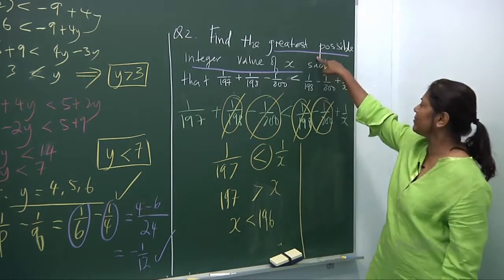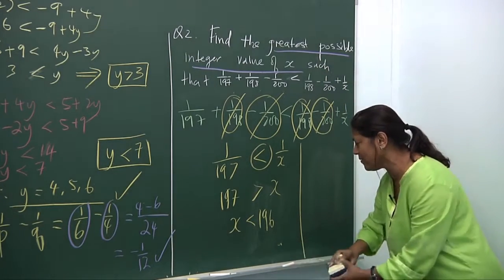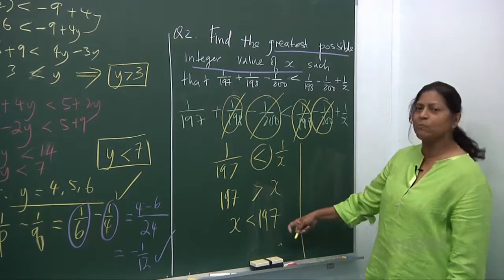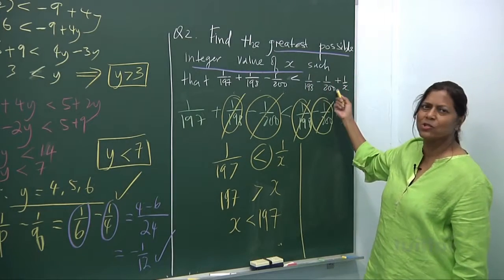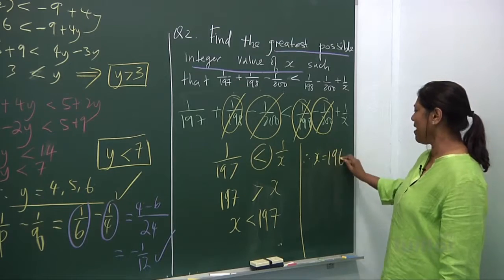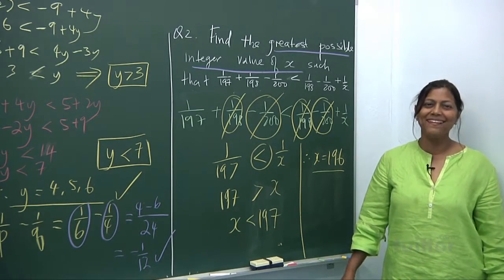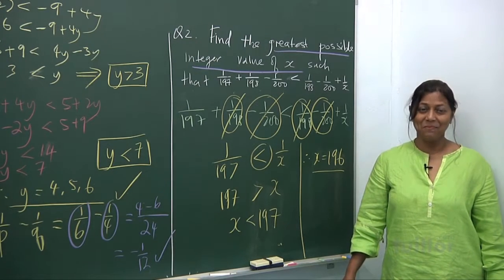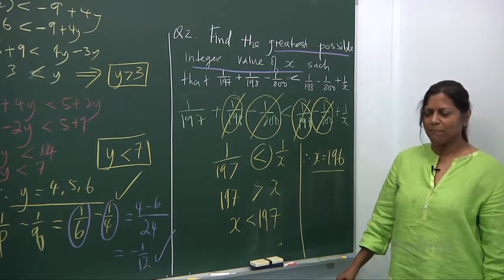And what is the greatest possible value X can be? Oops, I wrote 197. And here I write 196. Now, X must be smaller than 197. What is the greatest value that the integer value X can be? Yes, I wrote the answer, and that's it. That's the greatest value that X can take. Now you see how easy the sum can be. Let's get on with question 3 and 4, alright? Let's be fast about it.